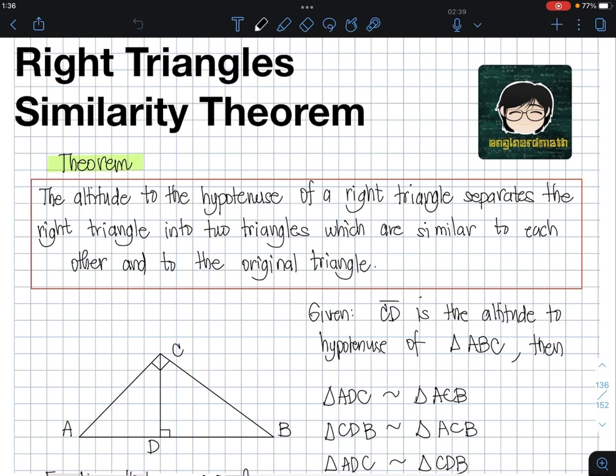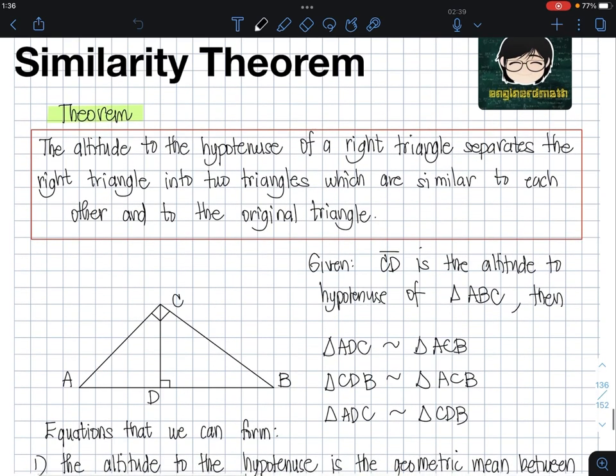Okay, so meron tayong illustration dito. So meron daw tayong right triangle ABC with altitude as CD. Okay? So angle C natin yung 90 degree and then yung side AB yung hypotenuse. So kaya tinawag natin na yung CD is altitude to hypotenuse. Okay? So dapat perpendicular yung segment CD dito sa hypotenuse AB kasi nga altitude siya. Denoted by this 90 degree angle.